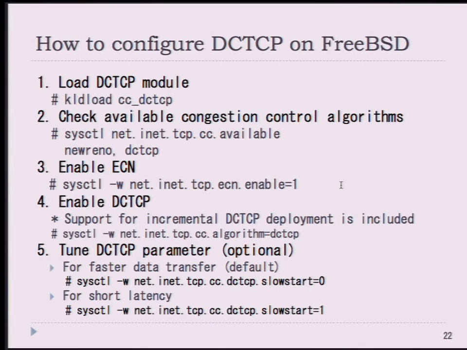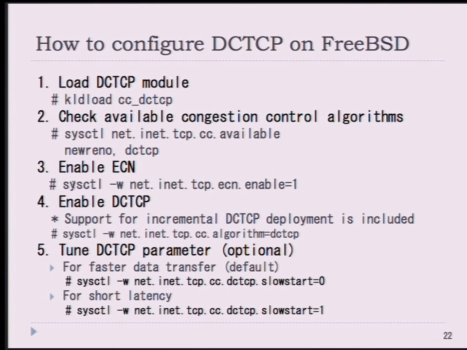Okay, so how can I set up DCTCP on FreeBSD? This is the flow to set up DCTCP. First, you load the DCTCP module. Then, if needed, check the available congestion control algorithms using this command.